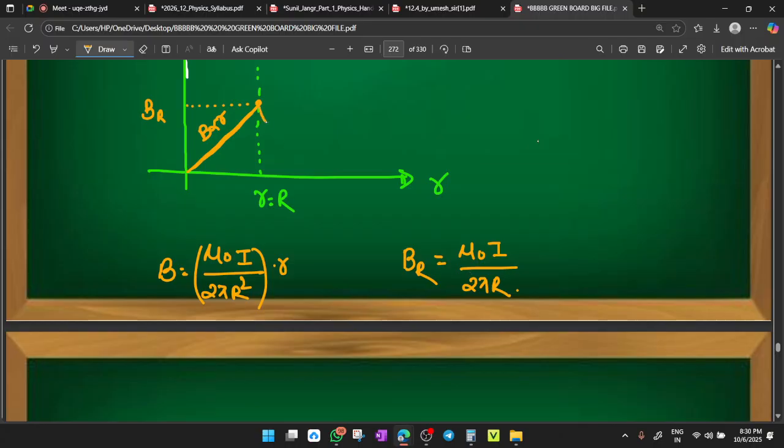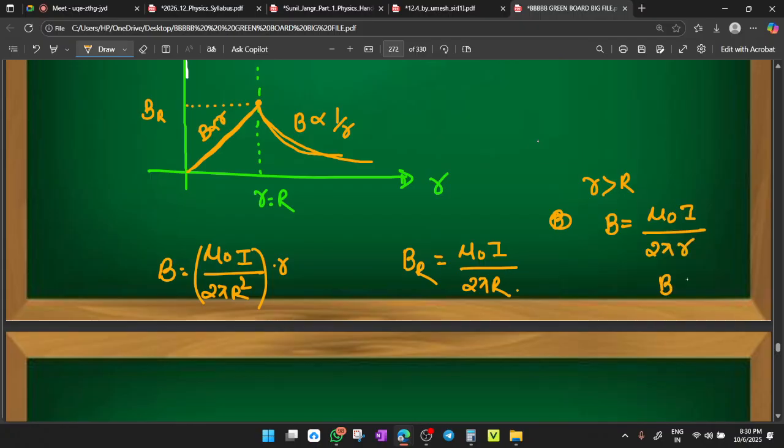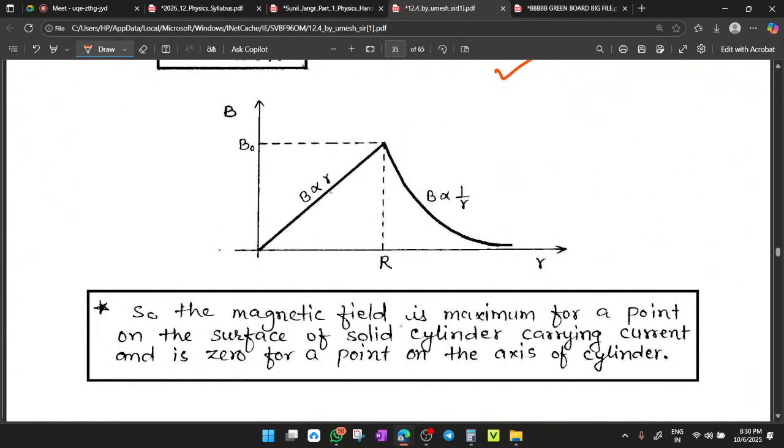But again, when you are moving outside your cylinder, B is inversely proportional to r. Clear? Because whenever small r is greater than R, B equals mu naught I upon 2 pi small r. So B is inversely proportional to r. Clear or not clear? Check here. Inside, up to the circumference, B is directly proportional to r. B at capital R will be maximum, and outside it is inversely proportional to r. So where will the magnetic field be maximum? On the surface. Yes, you check here.